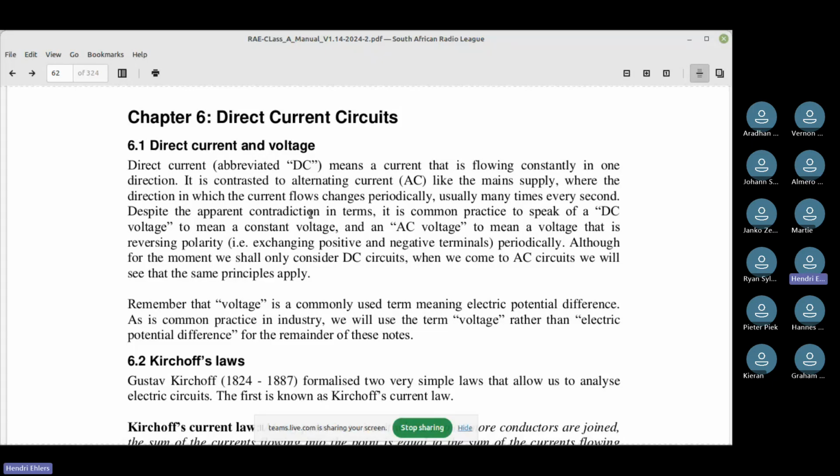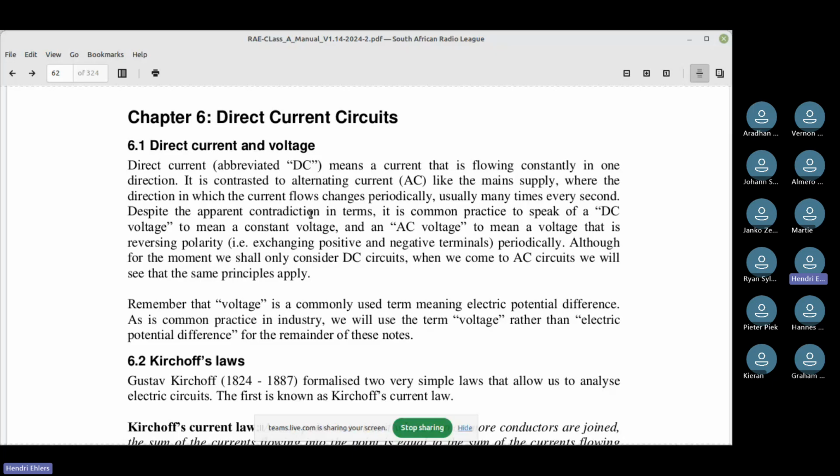Direct current circuits. Right. Now, this is where things really get interesting. Now, DC is direct current, means that it's got a positive and a negative, and the positive always stays positive, and the negative always stays negative. And it's called direct current, DC, and it is usually a battery or a DC power supply or something of that sort. Then the other one is AC.